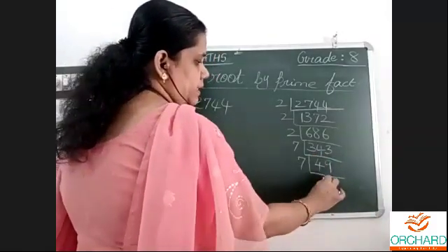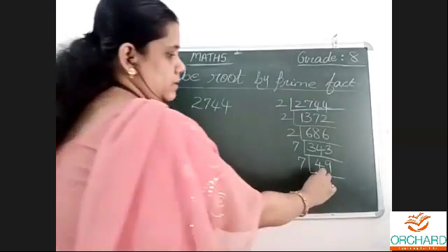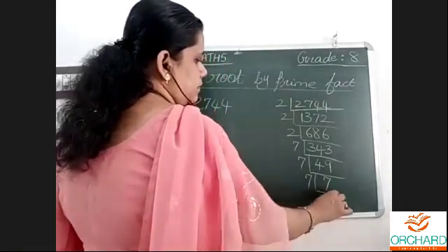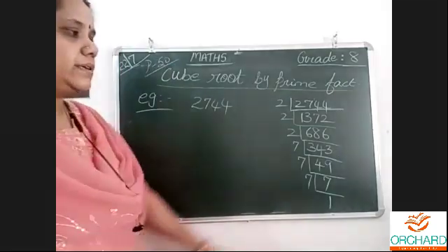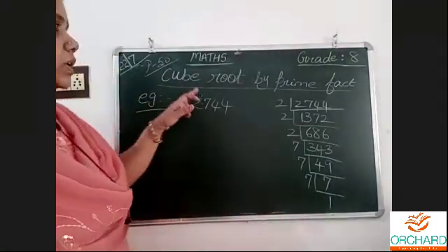Again 7. 7 sevens are 49. Again 7. 1 7 is 7. Stop at 1. Now the cube root.